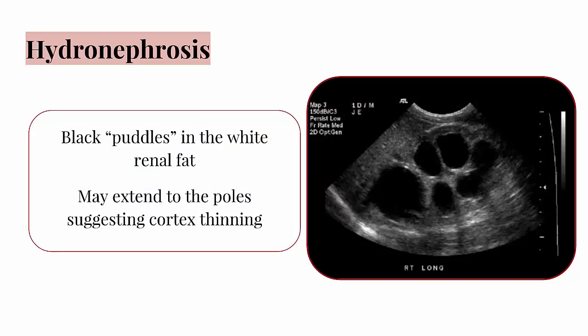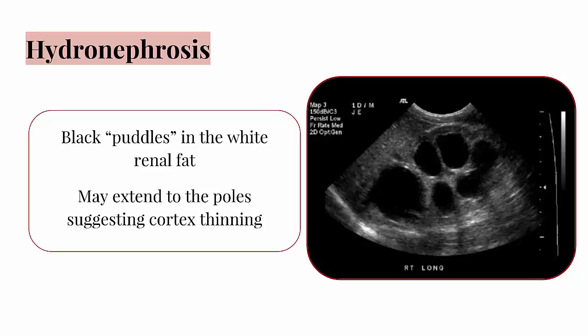So when we're hunting for the diagnosis of urolithiasis, we're actually not going to be, again, looking for that stone because that's rare. We're actually going to be looking for the effects of the stone, i.e. hydronephrosis. Hydronephrosis will appear as black puddles in the brighter renal fat. Acute hydronephrosis is associated with normal appearing cortex. As the hydronephrosis progresses, however, in severity and duration, it may result in cortical thinning.